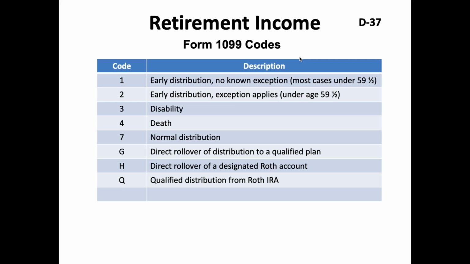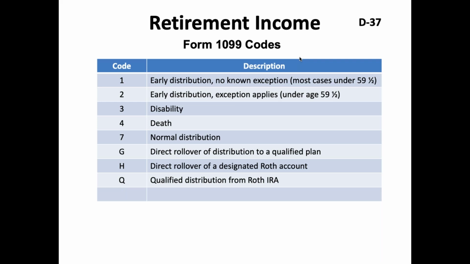Now, a few other codes that you may see which aren't quite as punitive may be a code 2. This would be an early distribution from a retirement account. Typically, these are in context of a divorce or transfer of funds between spouses. If the third-party administrator knows that there is an exception that applies, you'll see a code 2 in the 1099-R. The system will know not to try and calculate a penalty and simply report the amount as taxable income.